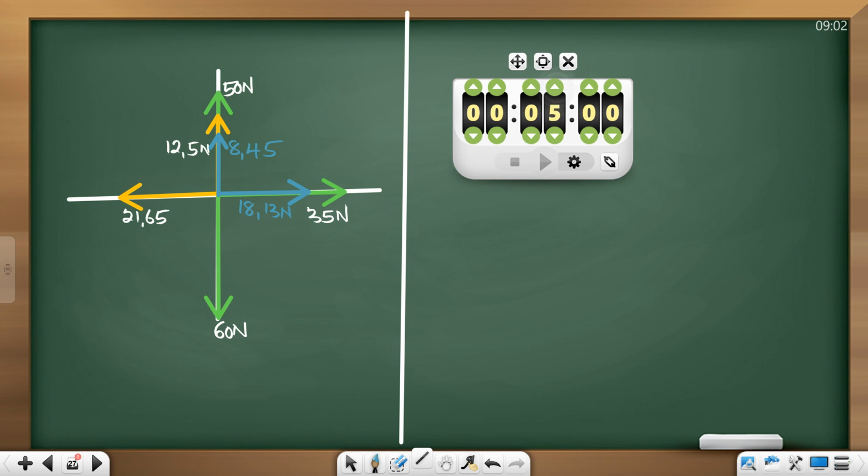We are practicing. 5 good minutes. I'll talk to you after 5 minutes. Make sure you beat the time. Remember to use your plus and minus. It's a vector quantity, so we're talking about direction.